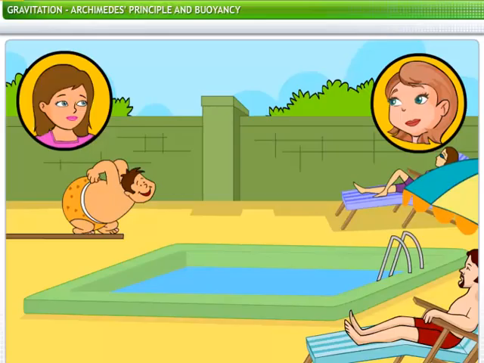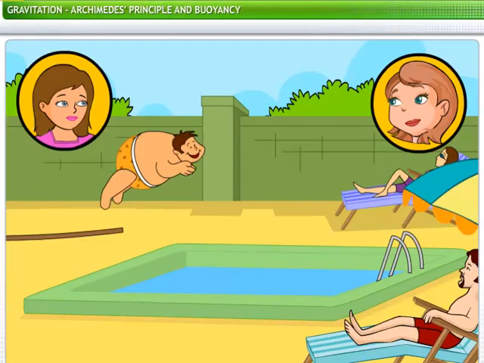So we are going swimming? Yes, let's wait for the pool to get free.